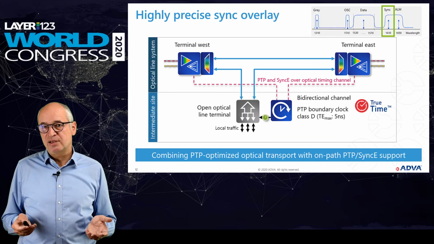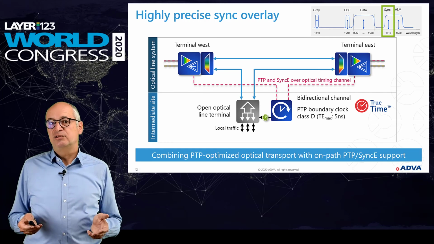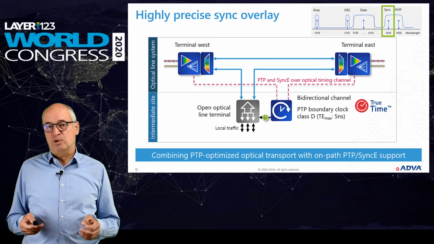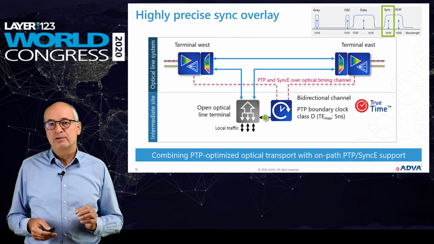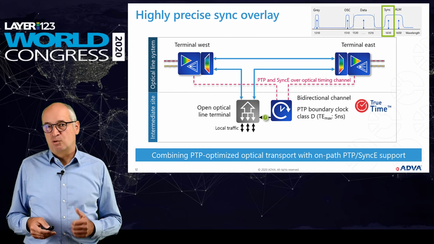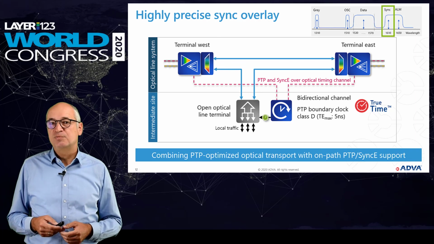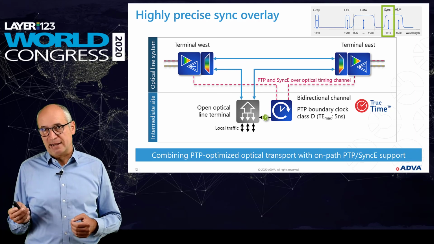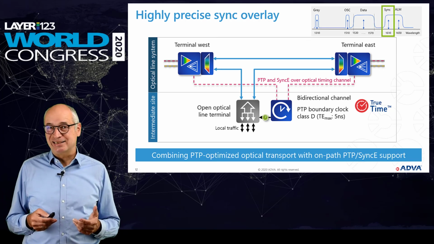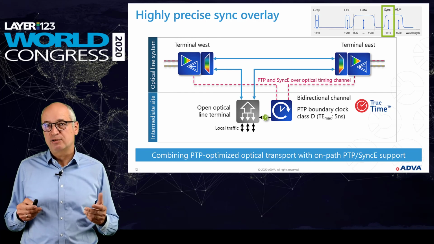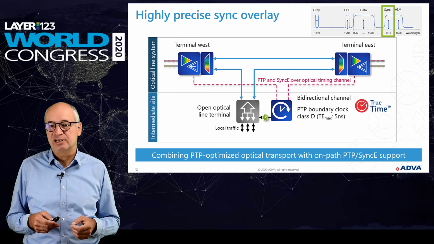How to implement that? It's an easy thing to do if you think about it at day one. When you, for example, roll out a WDM system, all you should do is consider that one out-of-band channel should be available, which is bidirectionally operated, bidirectional for eliminating asymmetric delay. That's a very, very crucial thing for synchronization and timing.